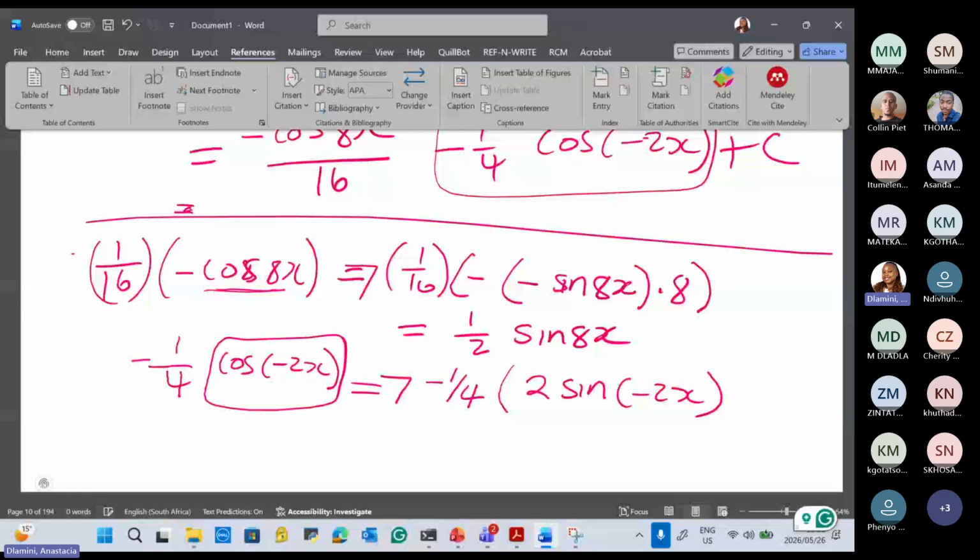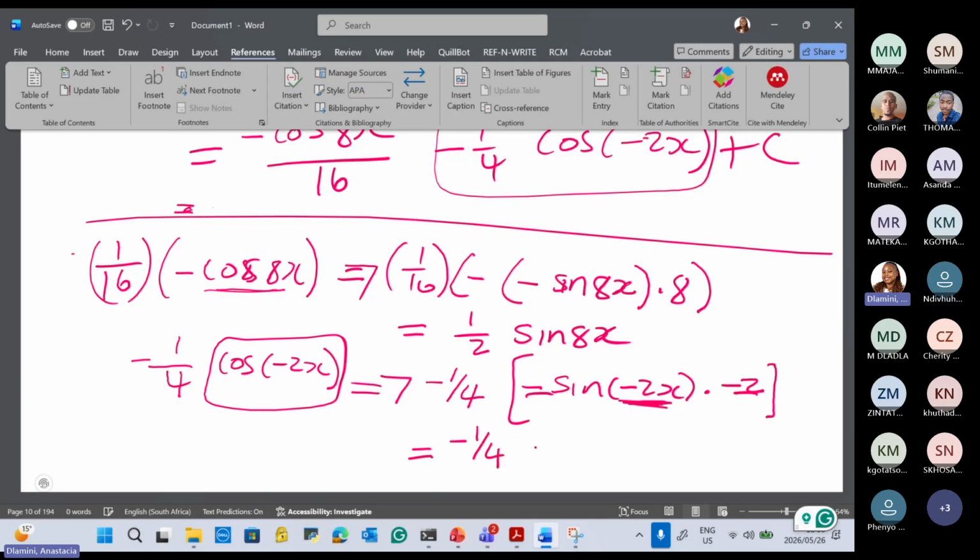Do you see that? So this becomes negative 1 over 4 times negative sine of negative 2x, times the derivative of the inside function, which is negative 2. So this becomes negative 1 over 2, and this becomes positive. So it becomes 1 over 2 sine of negative 2x.